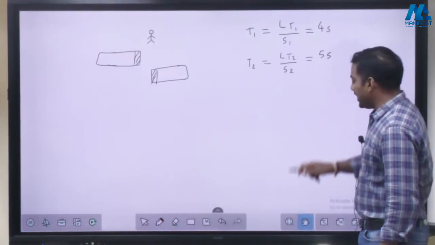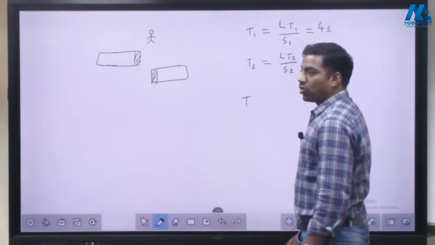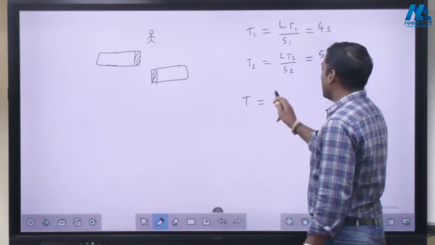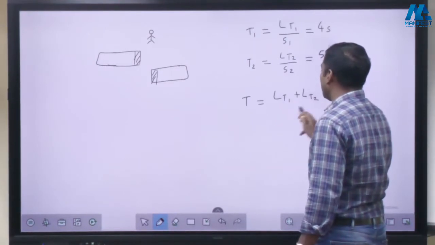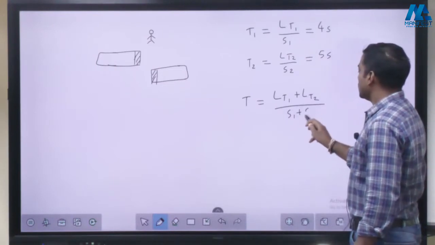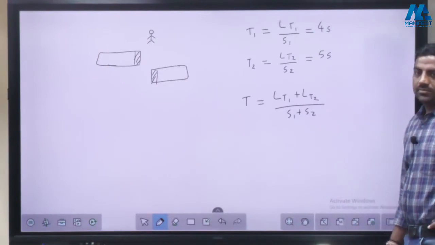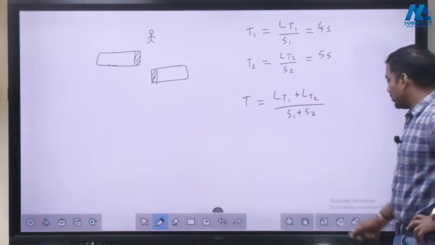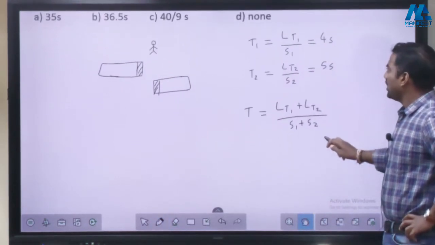These trains are crossing each other now. So the time taken to cross each other is nothing but length of the train 1 plus length of the train 2, and they are coming in the opposite direction, so speed 1 plus speed 2. Cool. So what do they want now? Time, same thing, right? Okay, let us calculate.